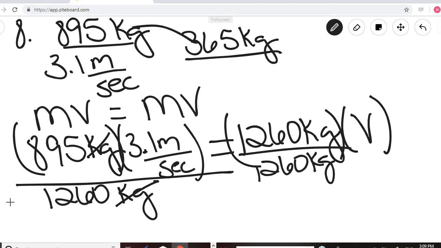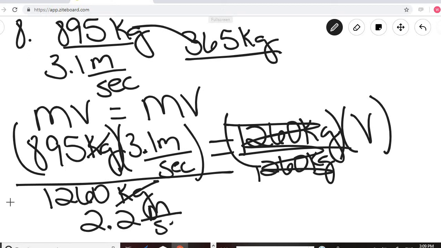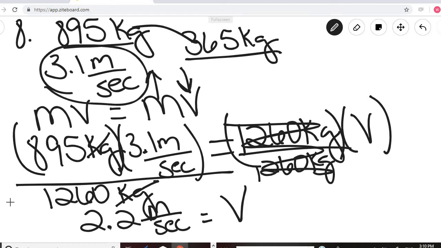So kilograms will cancel. If we do that math, we will get that the velocity of the truck with the junk in it is 2.2 meters per second. Because we increased the mass, the velocity had to decrease from its original velocity. So it went from 3.1 to 2.2. Because of the increased mass, the velocity had to decrease so that we could conserve the momentum.